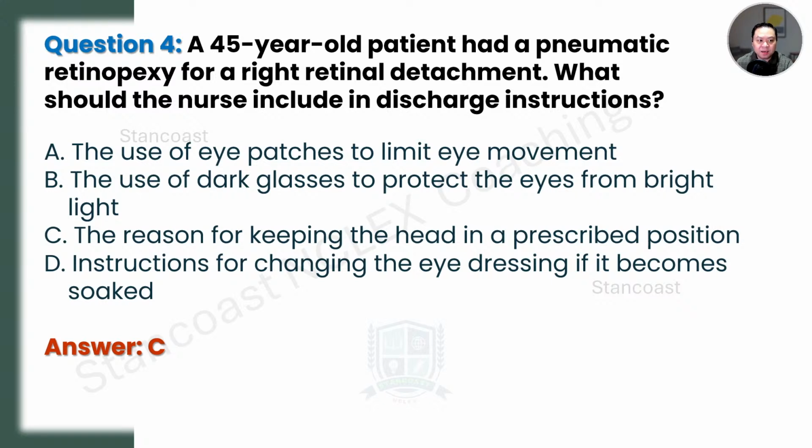Now, what is pneumatic retinopexy? Well, basically, this is a procedure wherein there is an injection of a gas bubble into the eye in order to help reattach the detached retina. And so, again, after the procedure, the patient will be instructed to maintain the specific head positioning. It could be prone position or maybe slightly lateral to keep the gas bubble in the correct location against the retinal tear. And aside from that, the patient will be instructed to take their eye drops or medications, and also, of course, follow-up visits in order to monitor the healing process.